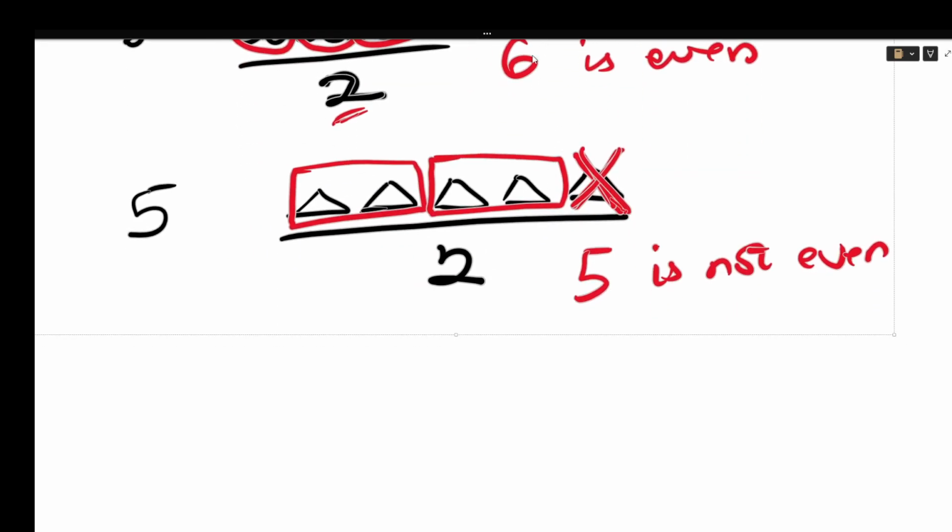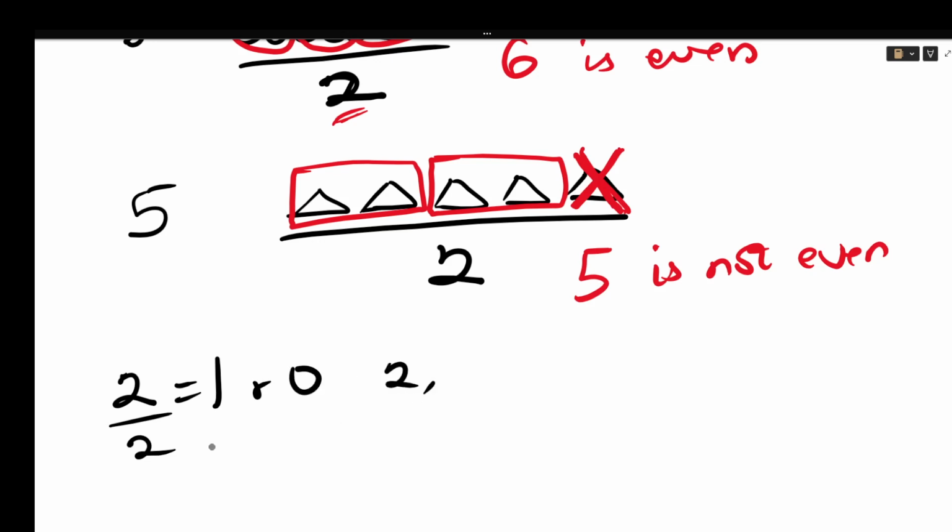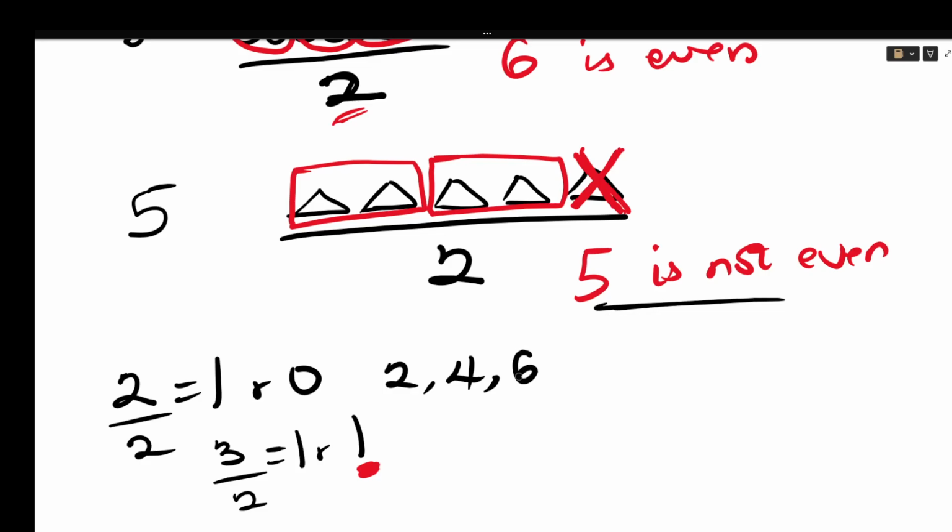So if we are to list even numbers, we can say 2. Let's see if 2 divided by 2 is 1, remainder 0. So I believe 2 is part of our even numbers. 3 divided by 2 is 1, remainder 1. So you could see there was a remainder left, so 3 is not part of even numbers. Then we move to 4. 4, I believe we did it up there, which was part. 5 is here, it's not even, so we move on to 6.